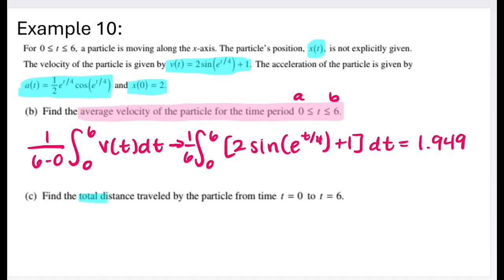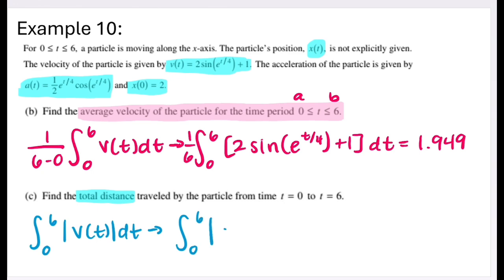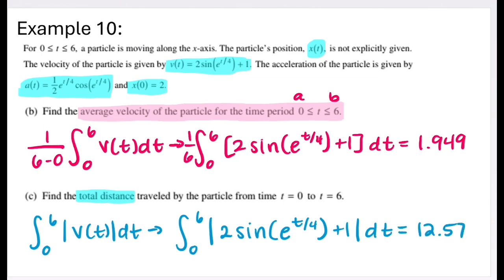And then the next one says find the total distance. So total distance is going to be the integral of the absolute value of velocity traveled by the particle from time t = 0 to t = 6. So I'm going to set up my integral from 0 to 6 of the absolute value of 2 sin(e^(t/4)) + 1. Close your absolute value, then put your dt. If you type that into the calculator, you get 12.573.